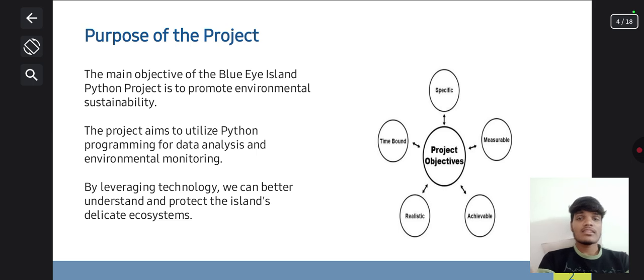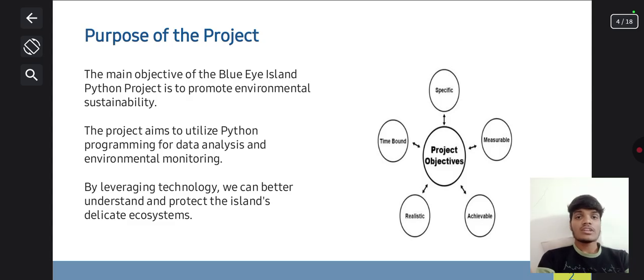Purpose of the project. Now what is the purpose of the project? The main objective of the Blue Eye Iceland Python project is to promote environmental sustainability. The project aims to utilize Python programming for data analysis and environmental monitoring. By leveraging technology, we can better understand and protect the Iceland's delicate ecosystems.